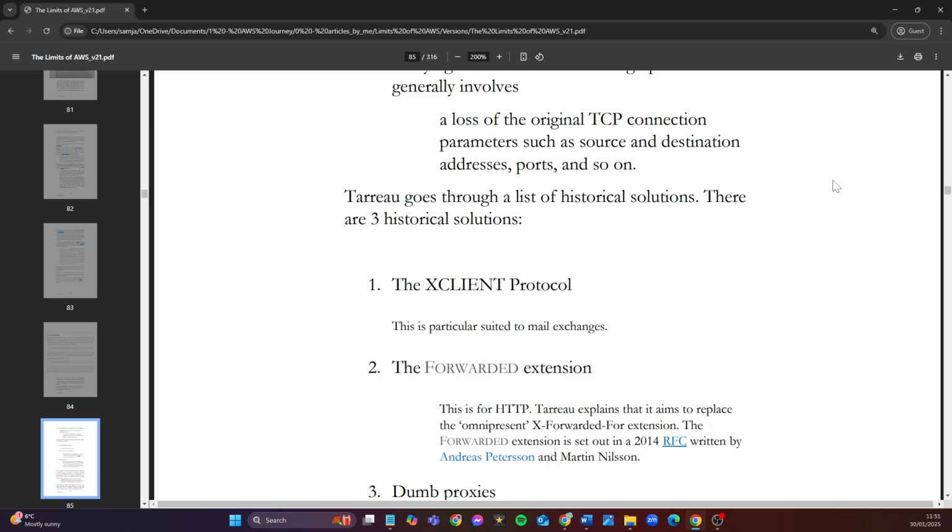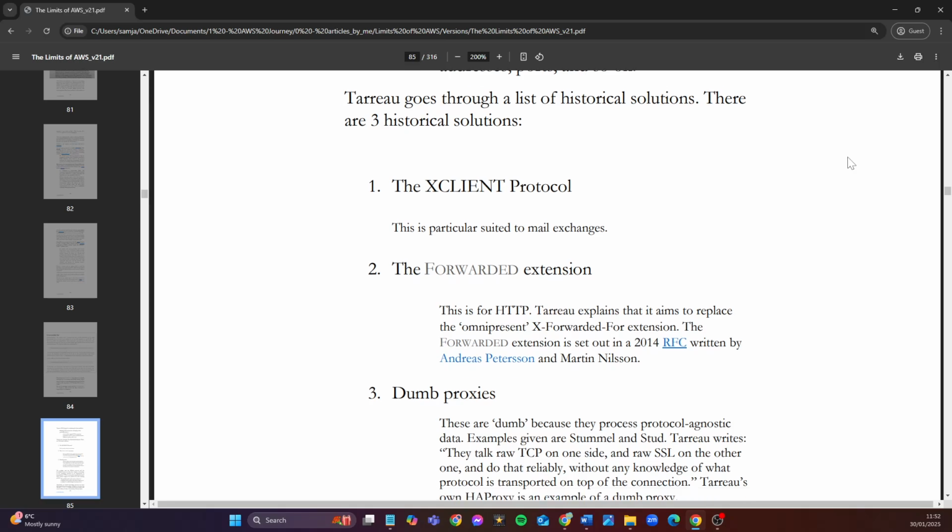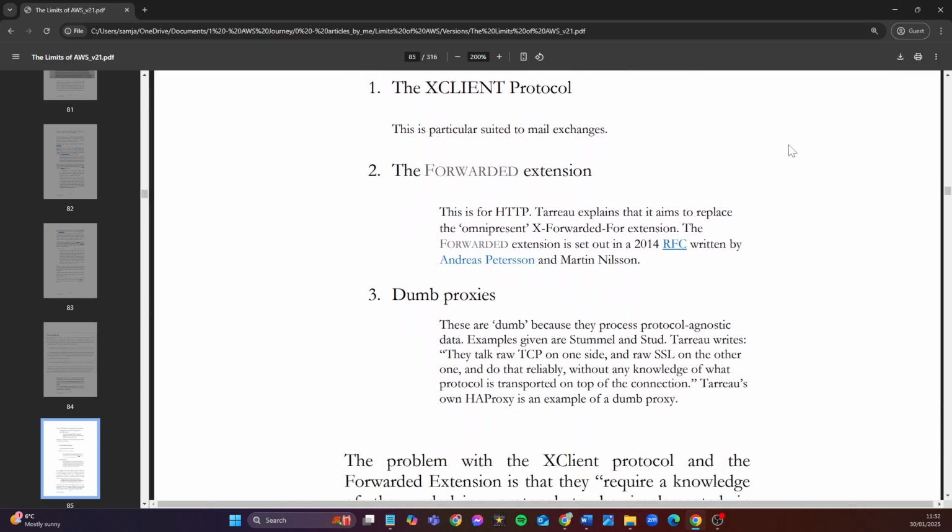Tarreau goes through a list of historical solutions. There are 3 historical solutions. 1, the X-CLIENT protocol, all uppercase. This is particularly suited to mail exchanges. 2, the Forwarded extension. This is for HTTP. Tarreau explains that it aimed to replace the omnipresent X-Forwarded-For extension. Now, the Forwarded extension is set out in a 2014 RFC written by Andreas Petersson and Martin Nilsson.